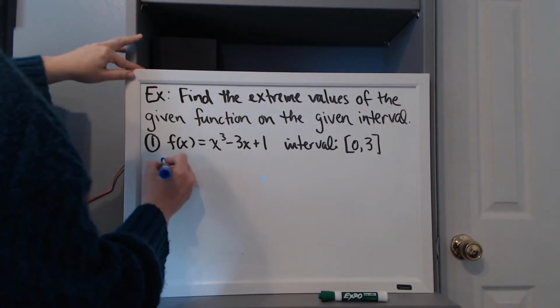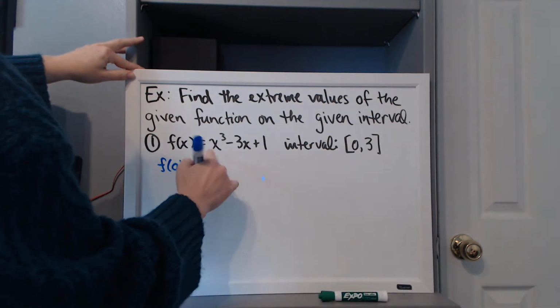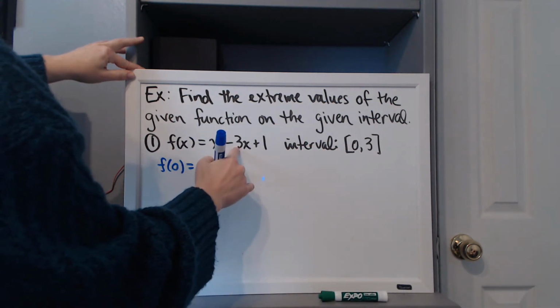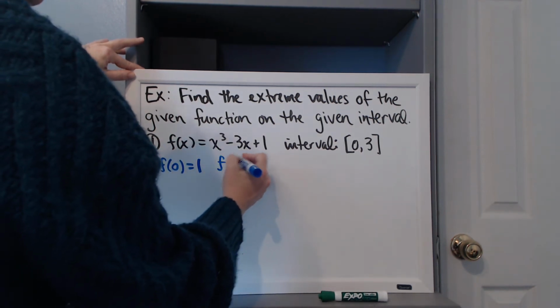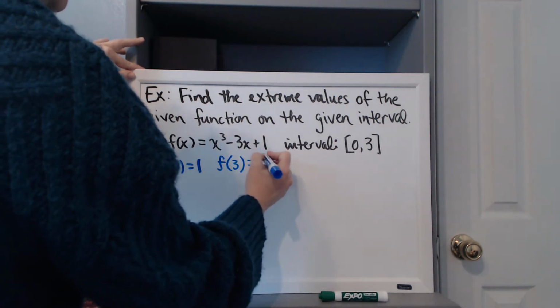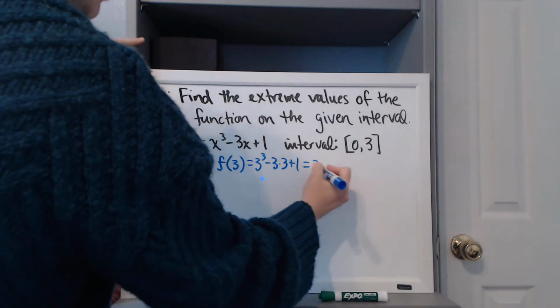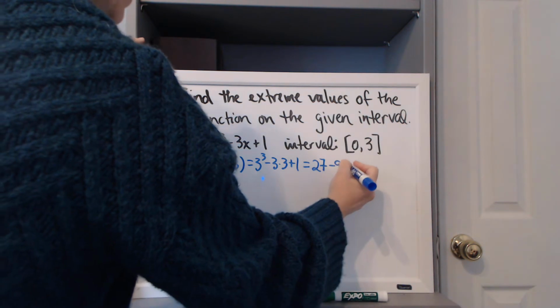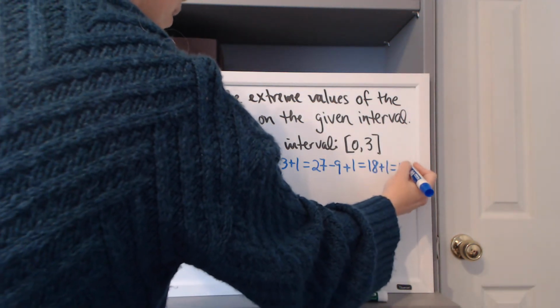So we're going to look at f of 0, because that's one endpoint of our interval. So that's going to be 0 cubed minus 3 times 0 plus 1, so we get 1. And then we're going to look at f of 3. So this will be 3 cubed minus 3 times 3 plus 1. 3 cubed is 27. So we have 27 minus 9 plus 1. So that will be 18 plus 1, or 19.